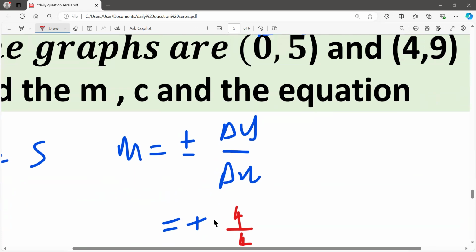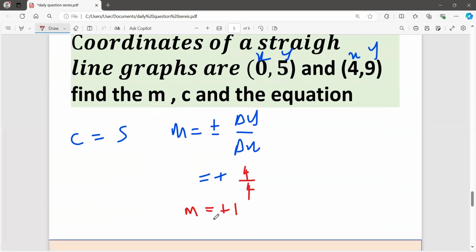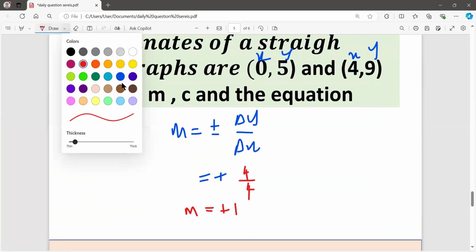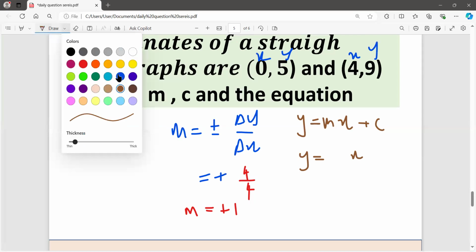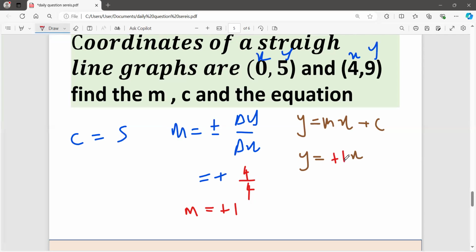Gradient means m. M means gradient. Then you have to write the equation. All straight line graph equations we can write as y equals mx plus c. Then y and x we write as they are. Then for m we can write plus 1, so plus 1x. For c I can write 5. y equals plus 1x plus 5. So these are the answers up to day 5.